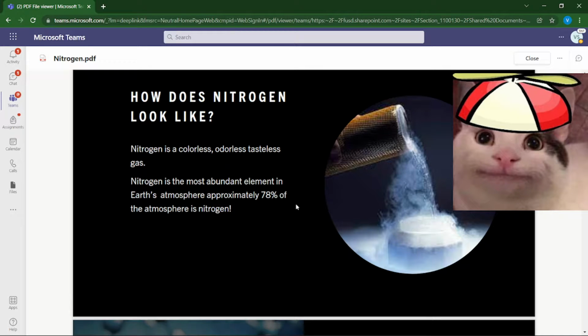What does nitrogen look like? Nitrogen is a colorless, odorless, tasteless gas. Nitrogen is the most abundant element in the Earth's atmosphere. Approximately 78% of the atmosphere is nitrogen.